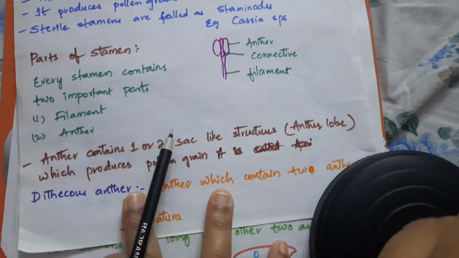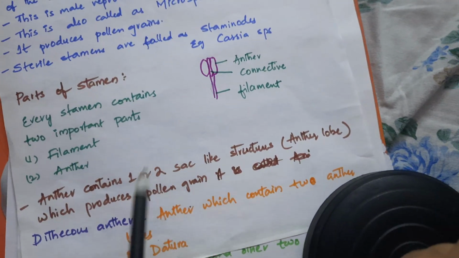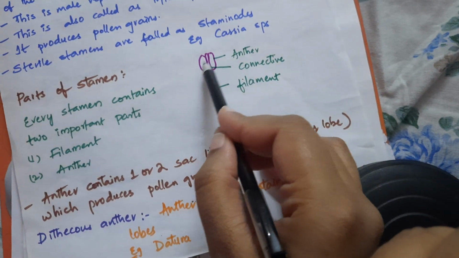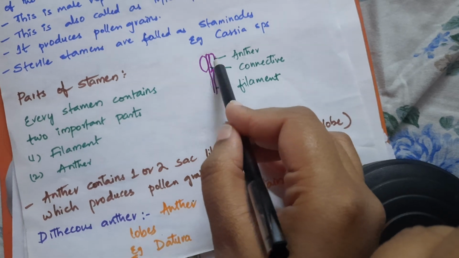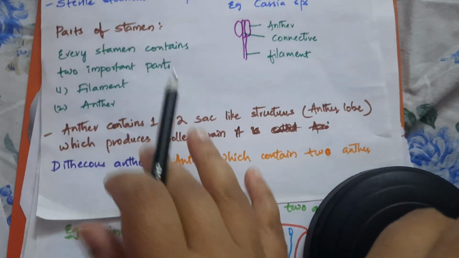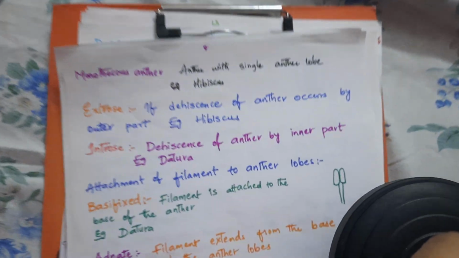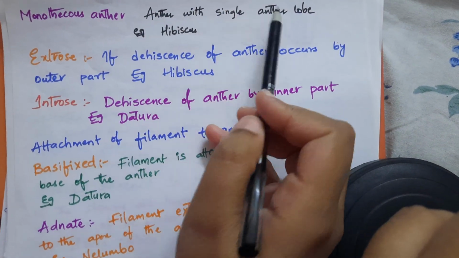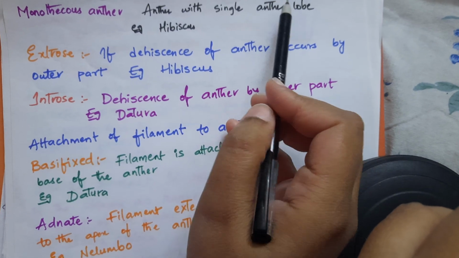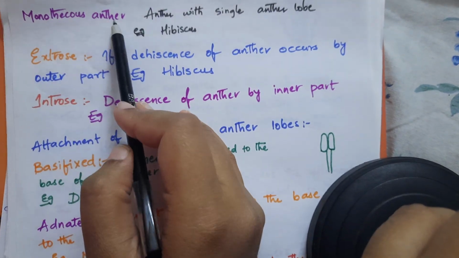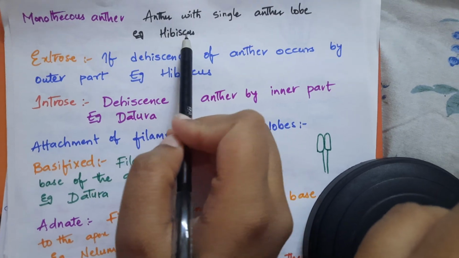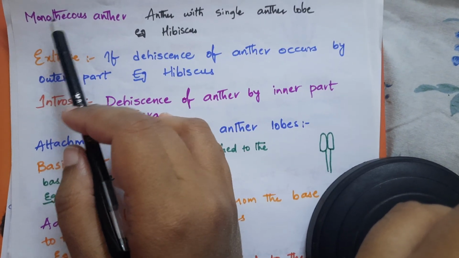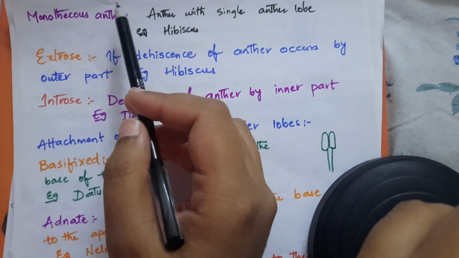Dithecous anthers. What are dithecous anthers? Anthers which contain two anther lobes. See here, this is an example of a dithecous anther. Two lobes are there. An example for that is datura. Then the next one is the monothecous anther. If the anther contains a single lobe, then we call it a monothecous anther. An example for that is hibiscus. So this is about the two types of anthers, the dithecous as well as the monothecous.